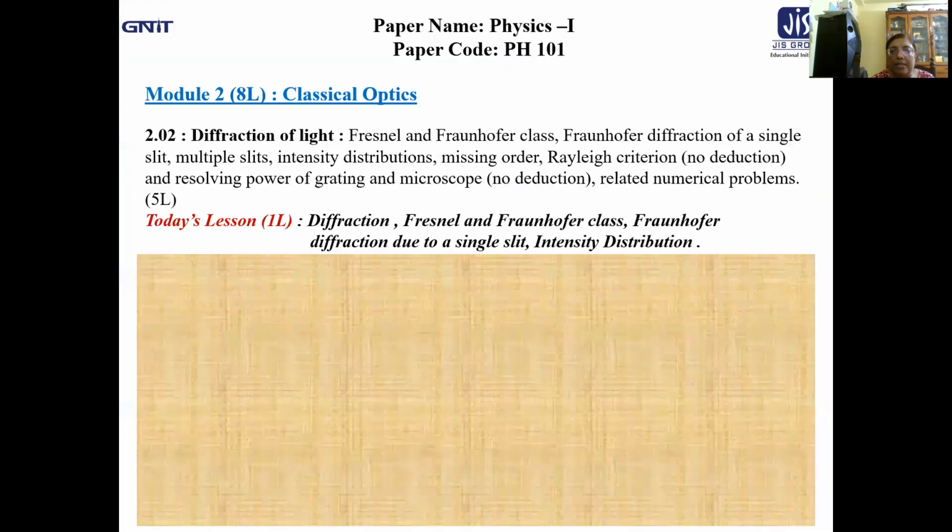Today I am starting lecture 5. You all know that we are now in module 2 of classical optics, and in the last session, we have completed the submodule 2.01 on interference of light. So today we will start the submodule 2.02 on diffraction of light in continuation with interference.